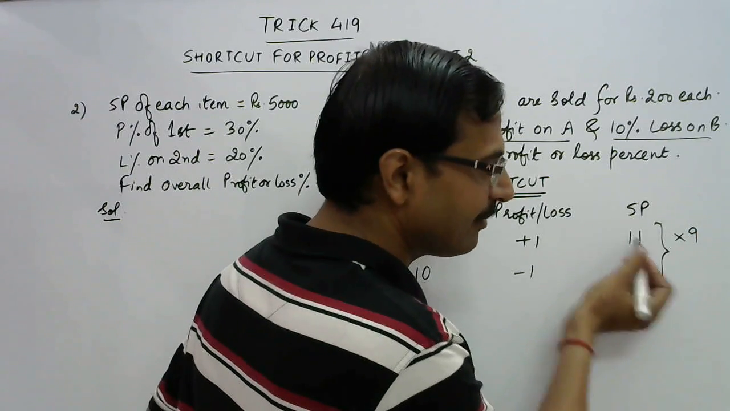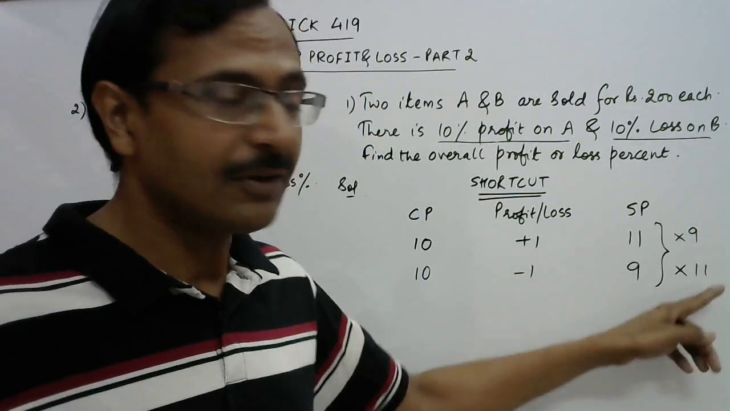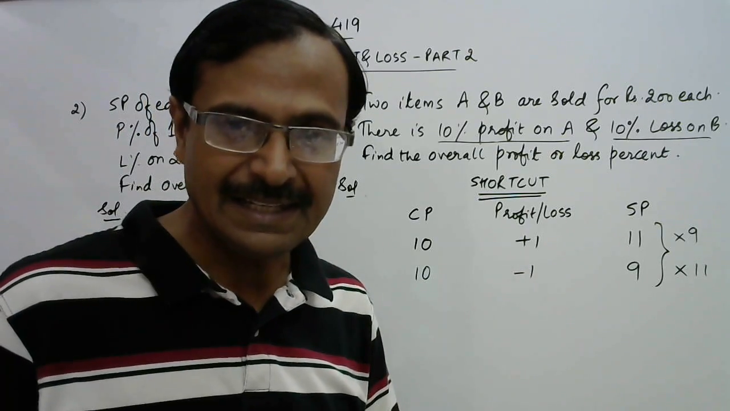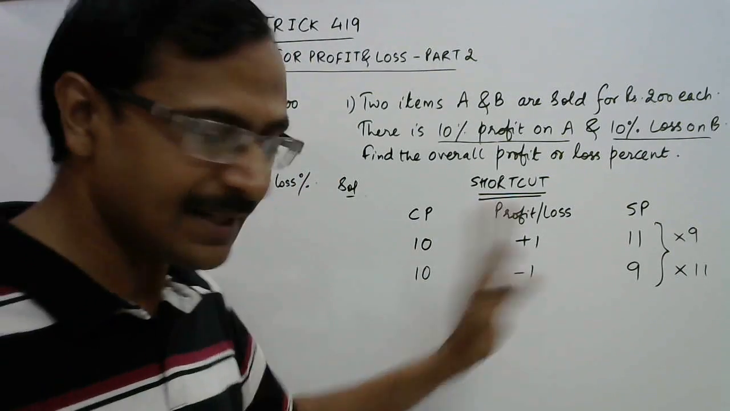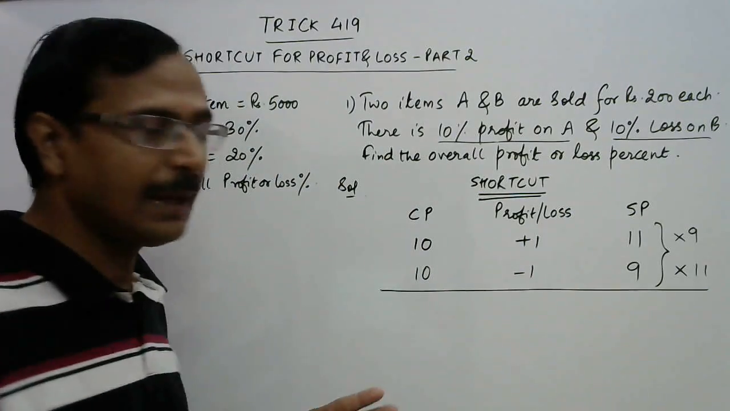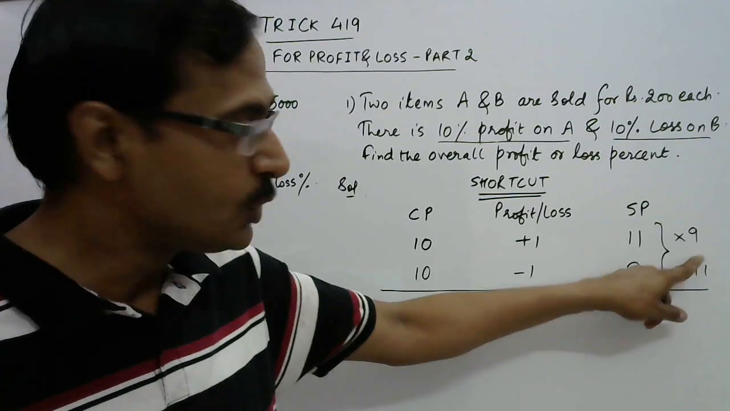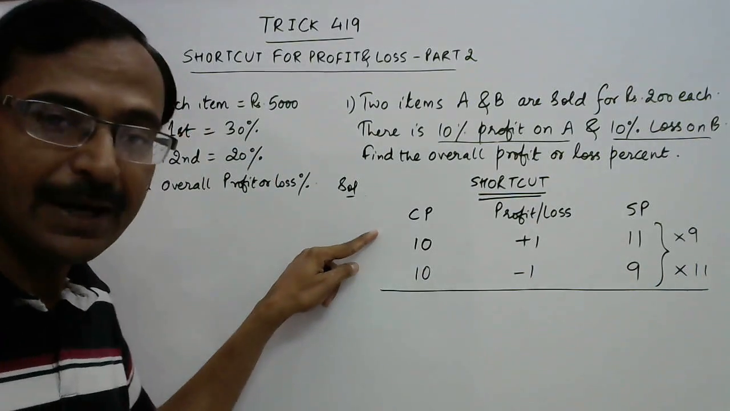Here we have 11, so multiply this by 11, so that both of them will get converted into 99. So this is how we equalize things. Now, after equalizing, what table do we obtain? Now see, here we have written into 9. So the entire row will be multiplied by 9.